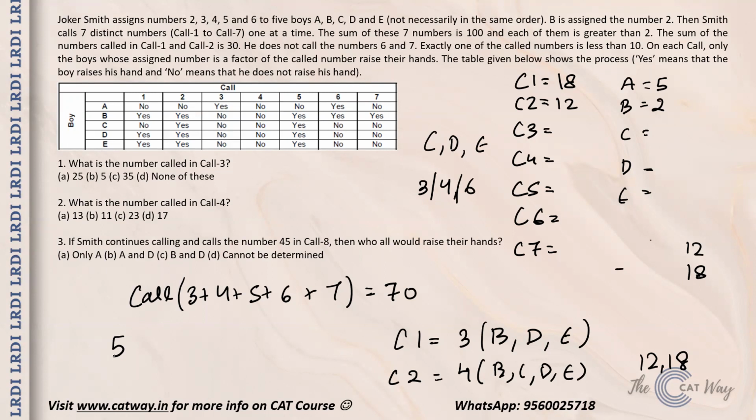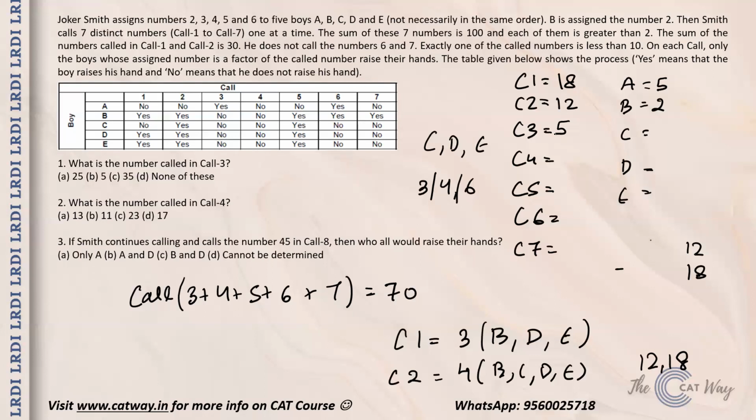It cannot be 30 either, because if it is 30, the person with 6 will have to raise. So below 30, there is only one possibility for C3, that is 5. Now that is also done. So C3 must definitely be 5.